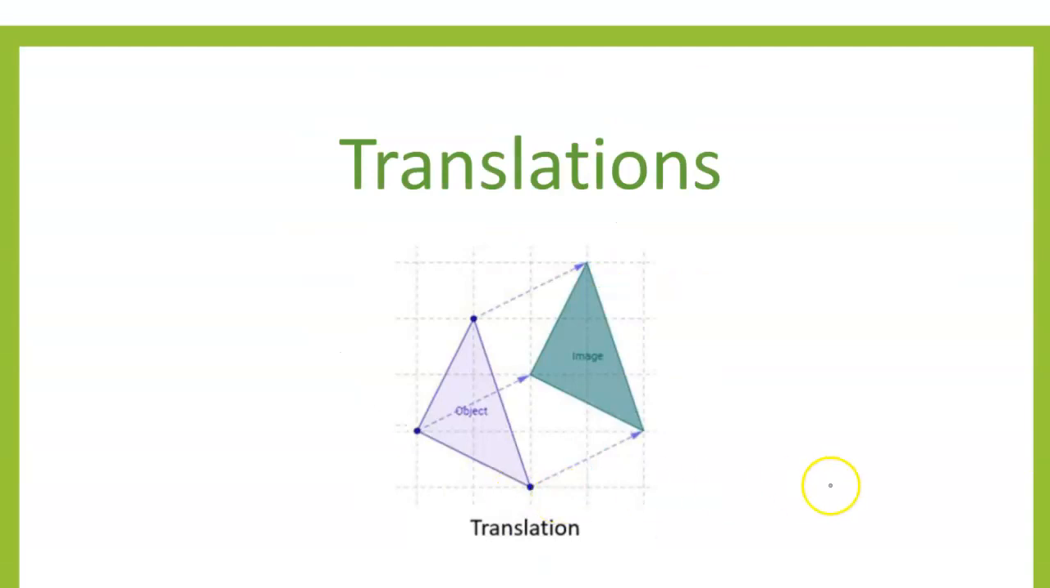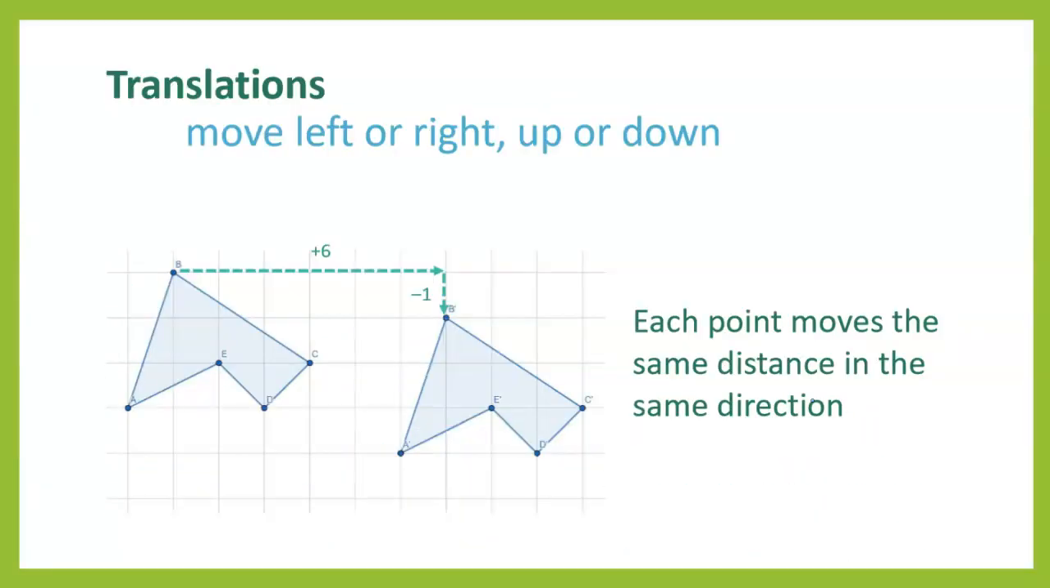So first we're going to talk about translations. We're going to jump into these 3 different transformations a little bit deeper. And translations move left or right, up or down. So you can see in this image right here, we have a polygon. It's defined by its vertices, its points.